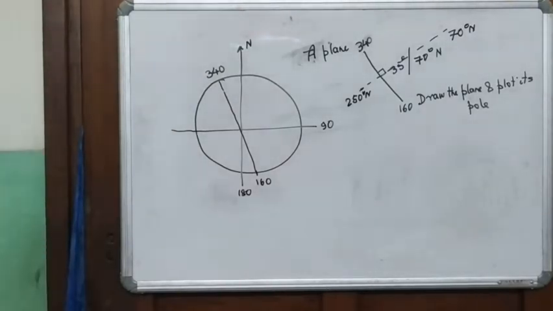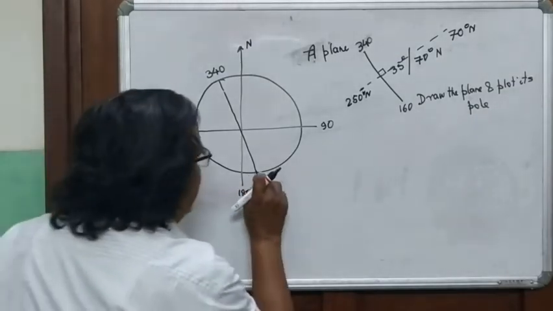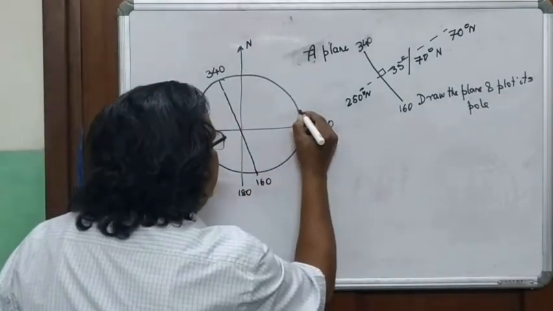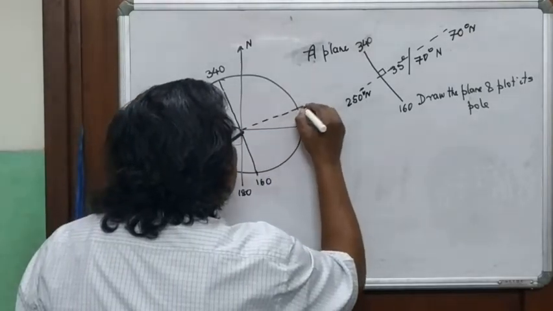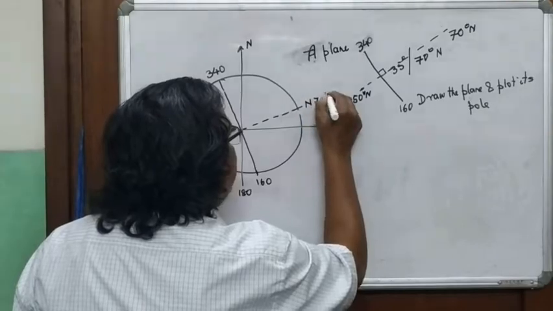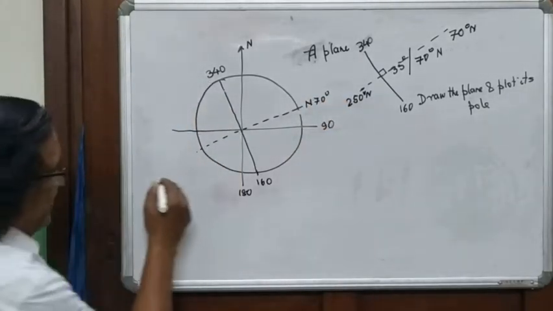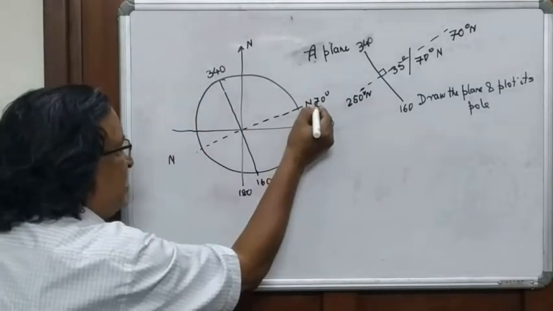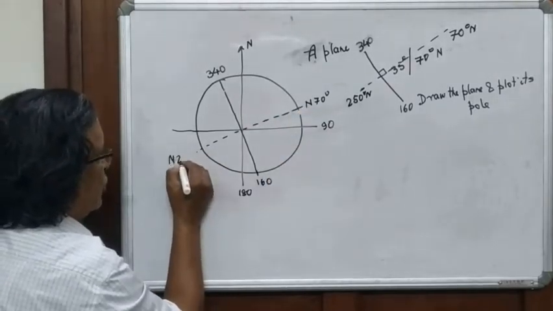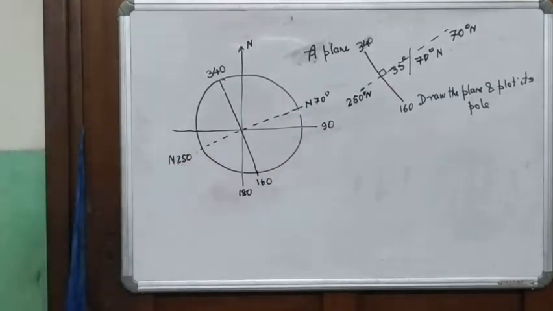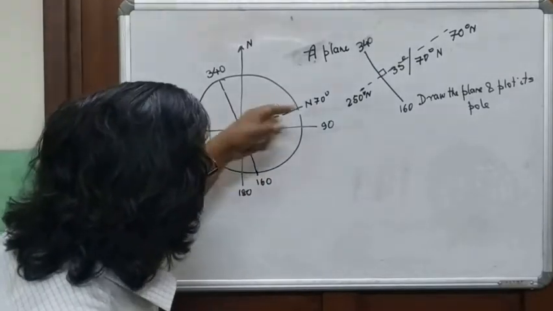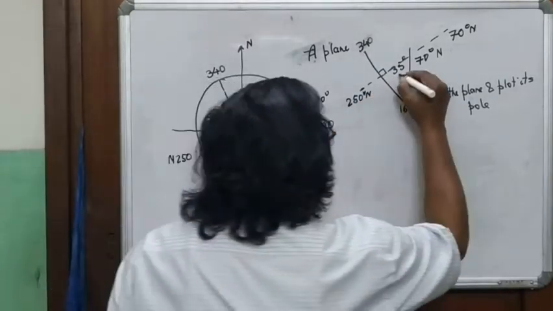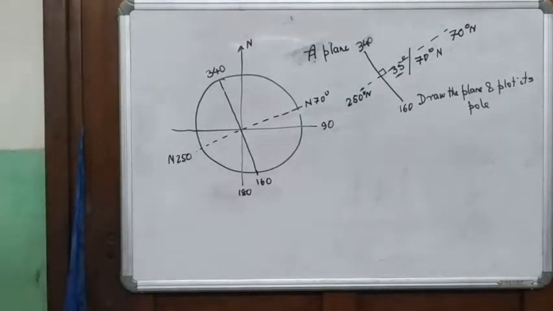160, this should be 340. And the dip line should be 90 degree to it. 90 degree means it should be 70 degree here. So the dip line should be like this. This is north 70 degree. And the opposite end is 70 plus 180, that is north 250. Now this is the plane: 340, 160, and dips towards northeast. How much? 35 degree.